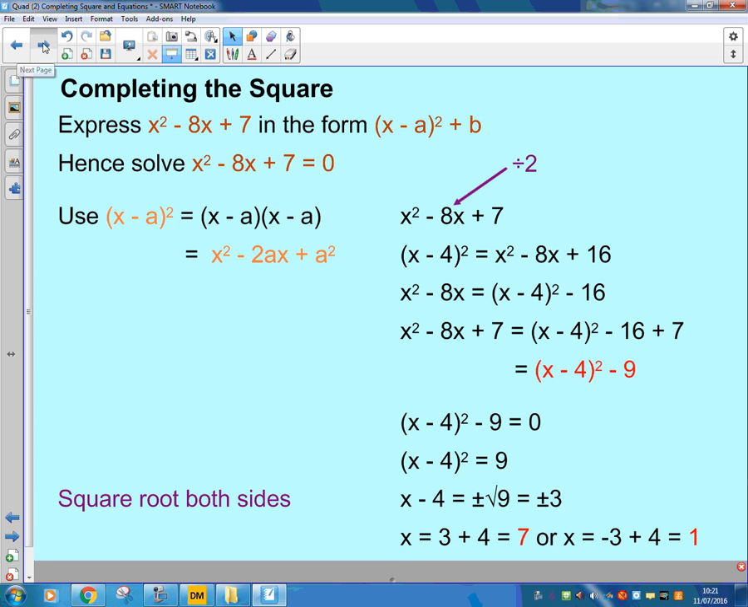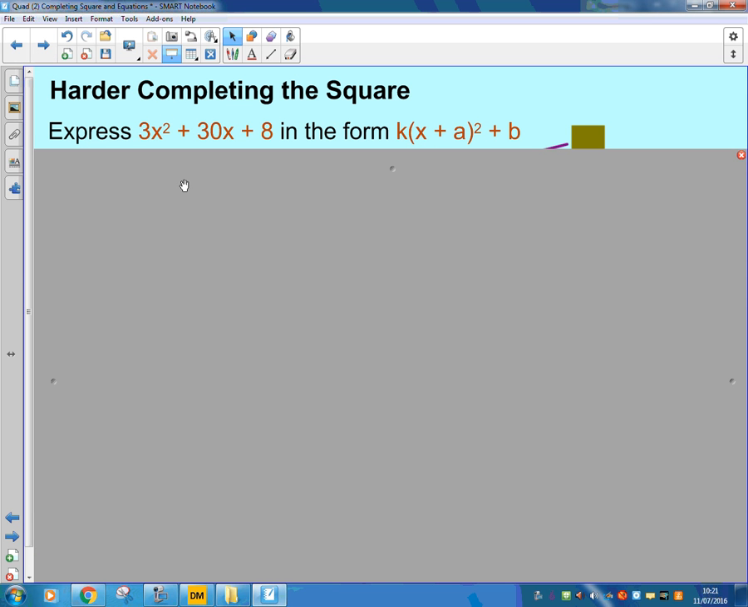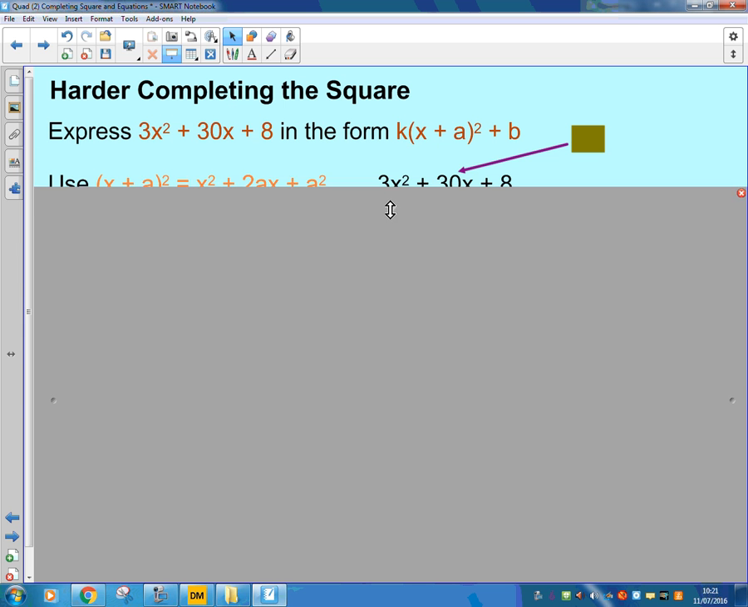Okay, now that's the straightforward type. What happens, though, if instead we've got something like this? Instead of having an x squared, notice I've got 3 lots of the x squared. So now I'll have a number outside here. It's quite easy to spot what the number will be, because that's coming to x squared when I expand it. K lots of x squared is 3x squared, so the k is going to be 3. So that's easy to spot, but the rest of it is going to be a little bit tricky.